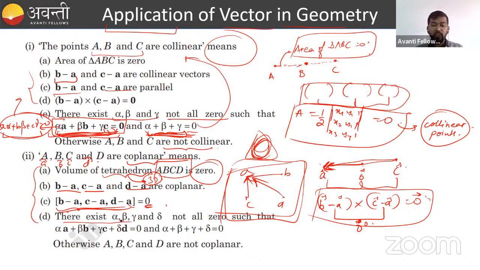Now, this point is similar to the last point here. Since there were three collinear vectors, alpha, beta, gamma was there. Here there are four coplanar vectors, so the alpha, beta, gamma, delta combination is there, and this is also 0. Otherwise, this won't be coplanar if this condition is not met.